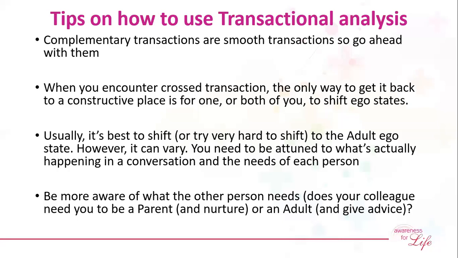So now how do we use this transaction analysis? As it says, yes, complementary transactions are smooth. So go ahead with them, no problems with them. But the moment you encounter a cross transaction, the only way to get it back to a constructive place is to shift your ego state. And as I have already told you, the more you operate from your good ego states, the less you will get into conflicts with people, right? And usually it's best to shift to the adult ego state, because that adult ego state will always help you to diffuse the other conflicts around you, right?